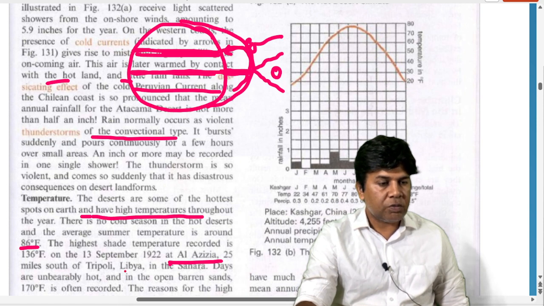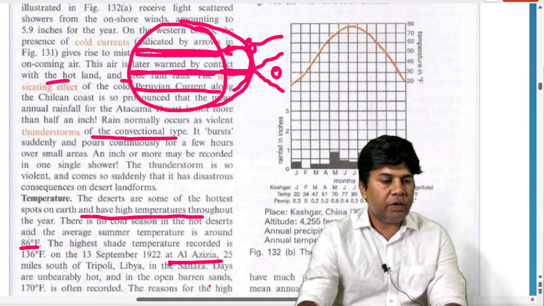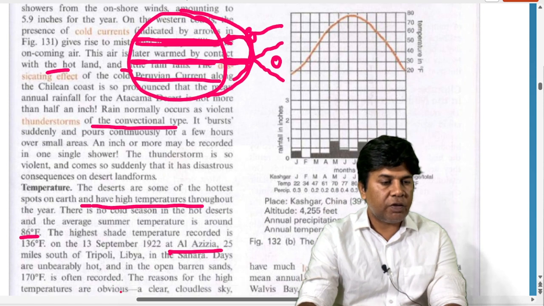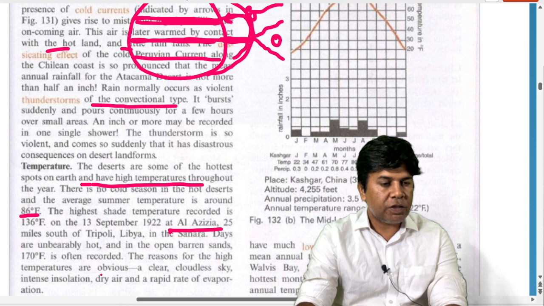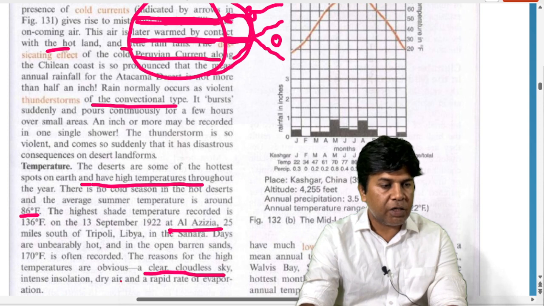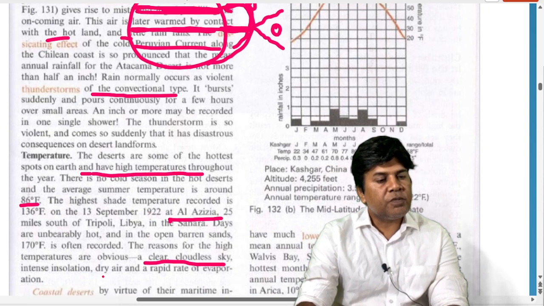It is 25 miles south of Tripoli, Libya, in the Sahara. Days are unbearably hot, and in the open barren sand, 170 degrees Fahrenheit is often recorded. The reasons for the high temperature are obvious. These are all the reasons we have already discussed: a clear cloudless sky, intense insolation, dry air, and a rapid rate of evaporation.